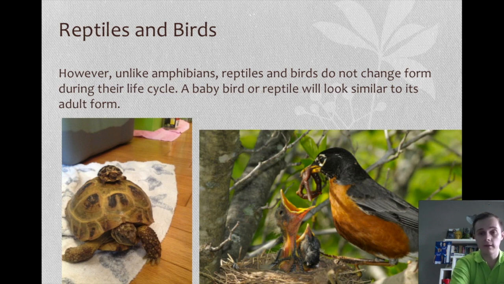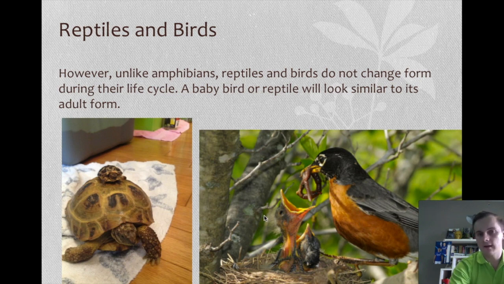With the amphibian, the tadpole looks completely different to the frog. With the butterfly, the caterpillar looks completely different to the butterfly. But here you can see a baby reptile, a baby turtle, and it looks similar to its adult form. It's smaller, but it is similar. Same with the bird.